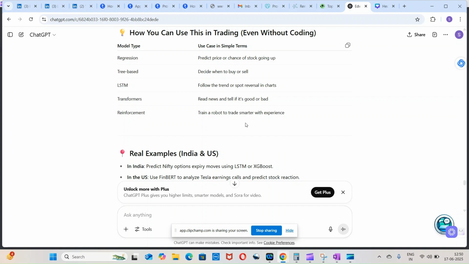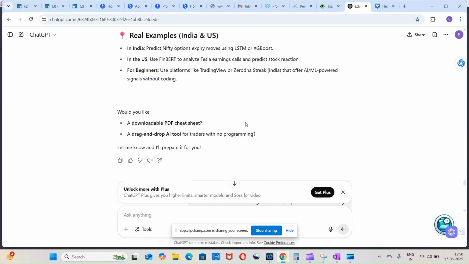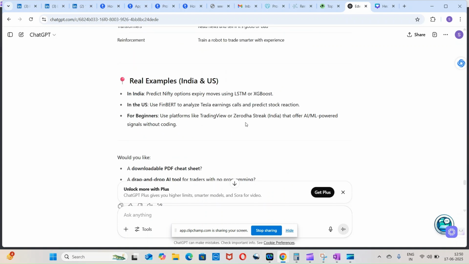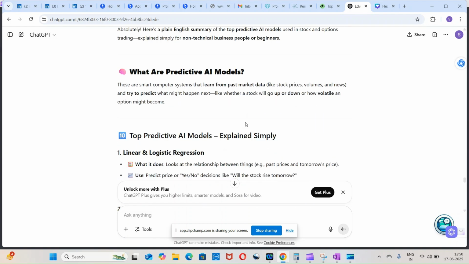So some real examples of these models are: in India, predicting Nifty option expiry moves using LSTM, long short term memory, or XGBoost. That's a real example. In the US, FinBERT, which is a transformer model, is used to analyze Tesla earnings calls and predict stock reaction. Okay, so these are all the AI and ML models, and we went through the famous ones.